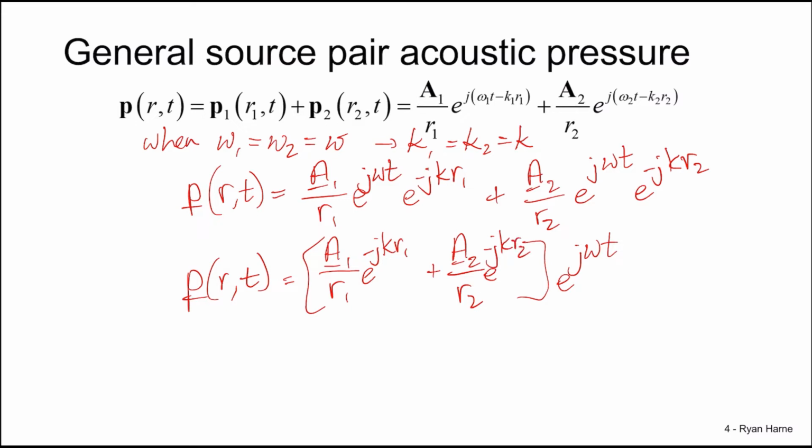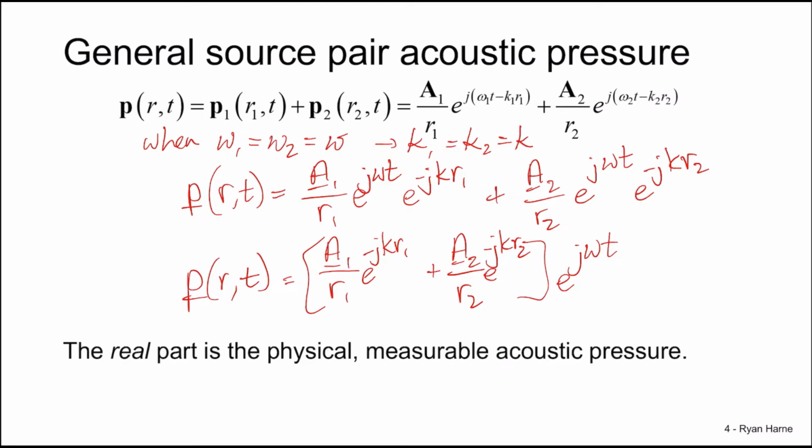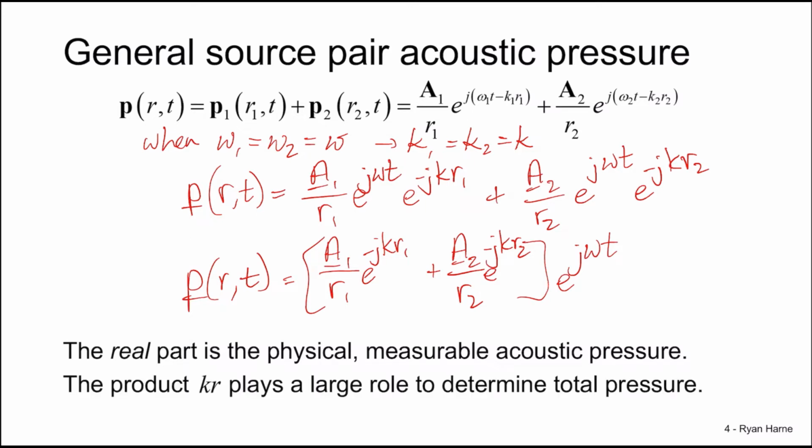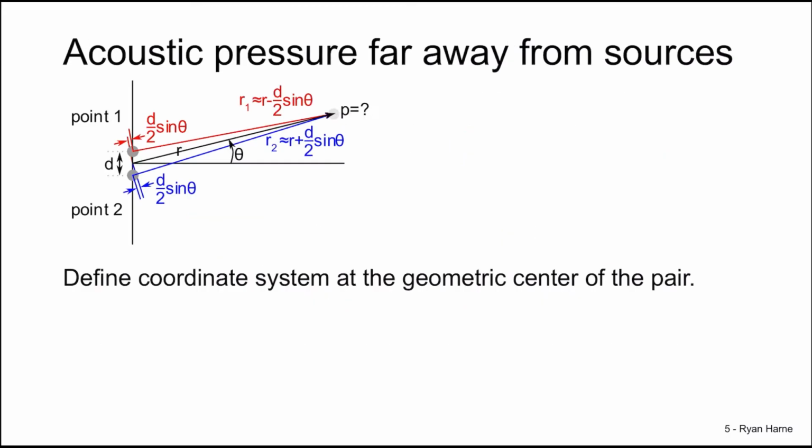It's important to recognize, just as before, only the real part of this total acoustic pressure is physical. It's measurable. And what we see is that this product kr is going to play a large role to determine the total acoustic pressure, since it plays the role of phase. And we intuitively know that waves with out of phase contributions can cancel when they are coherent. So how does this in general turn out? Well, we can't simplify the situation for all cases, but we can simplify the math when the sources are far away from the field point.